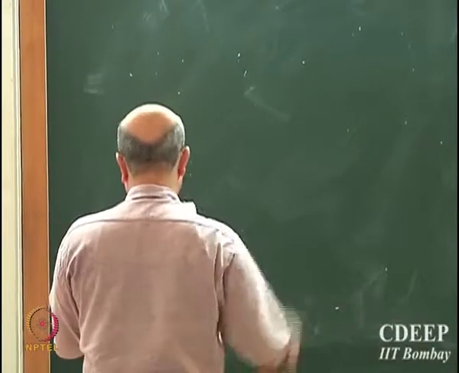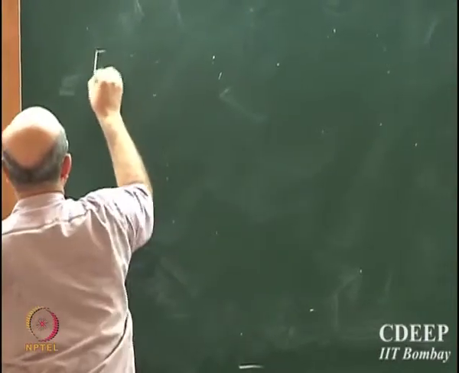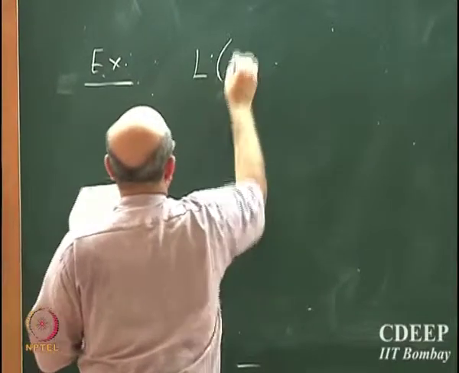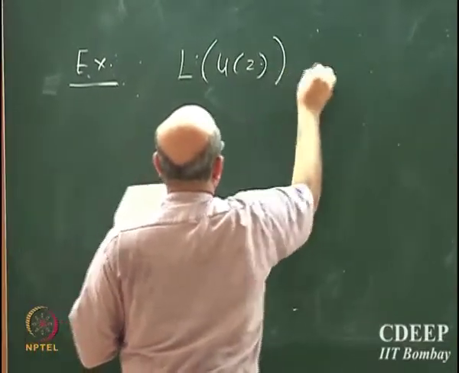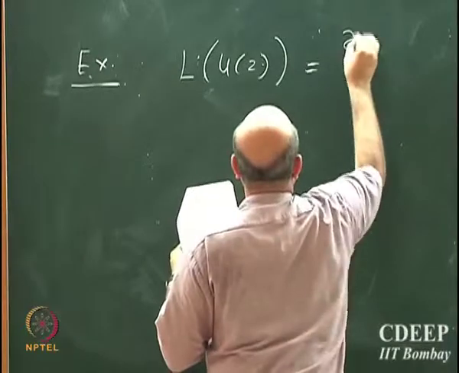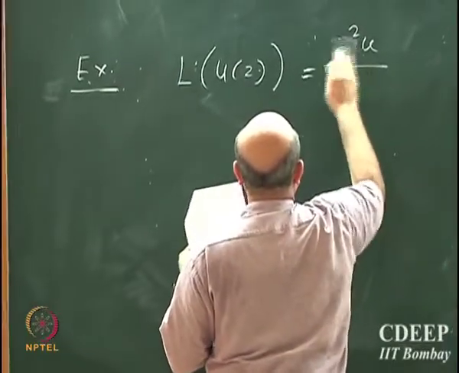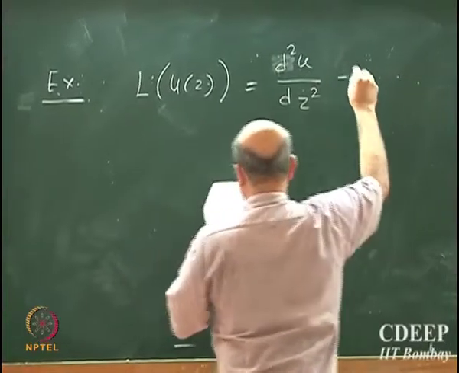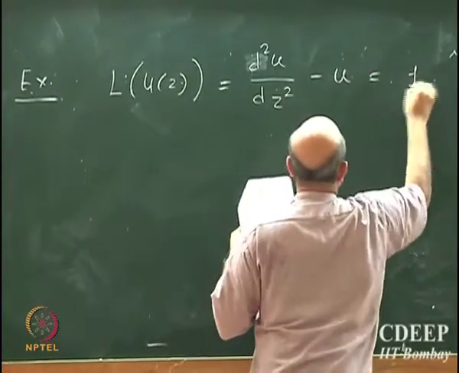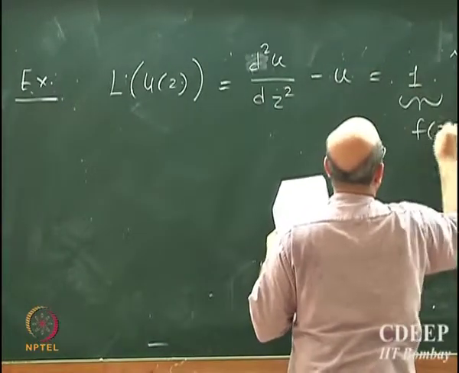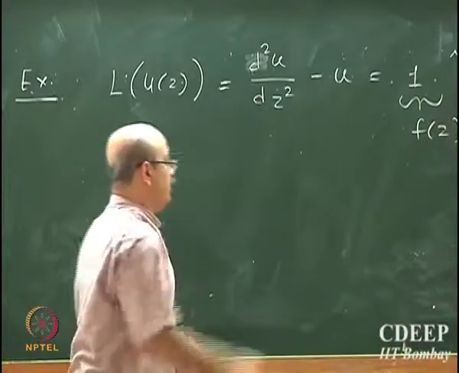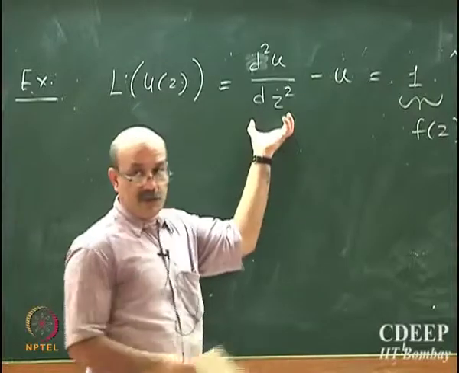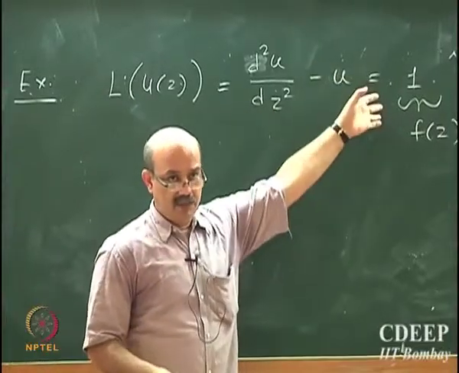Well, I want to solve this problem. My example is LU equal to d2u by dz square minus u equal to 1. So this is my f(z). I want to solve this problem.